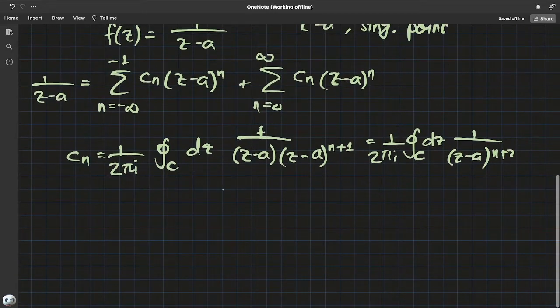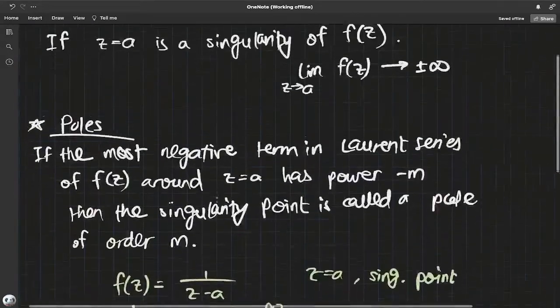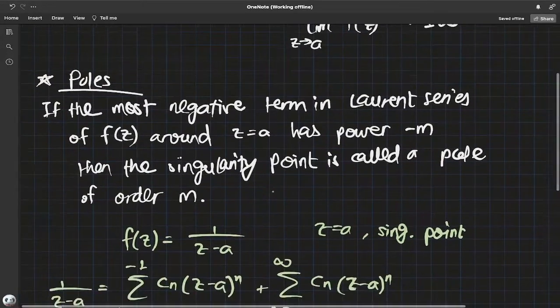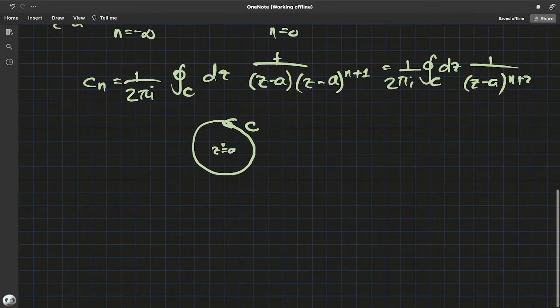What's contour C? Some contour going in the anti-clockwise direction that's centered around the expansion point z equals a, which also happens to be a singularity point. So that's the interesting thing about checking if this is a pole or not. You have to expand it around the singularity point. Okay, so what we can do is break this into cases.